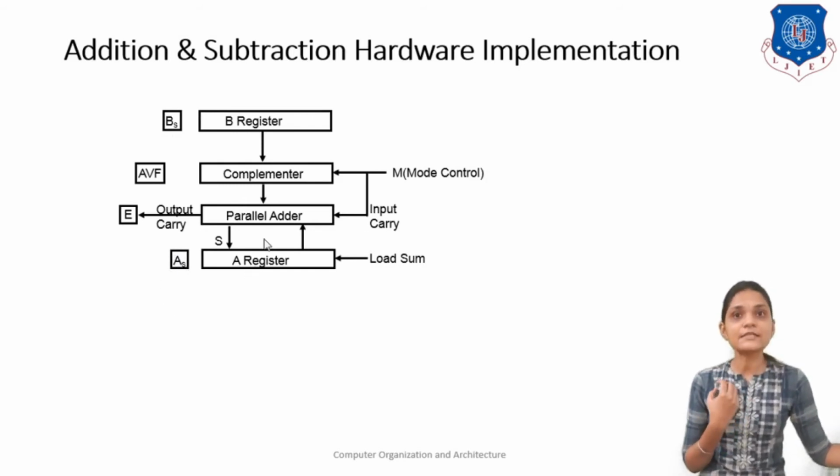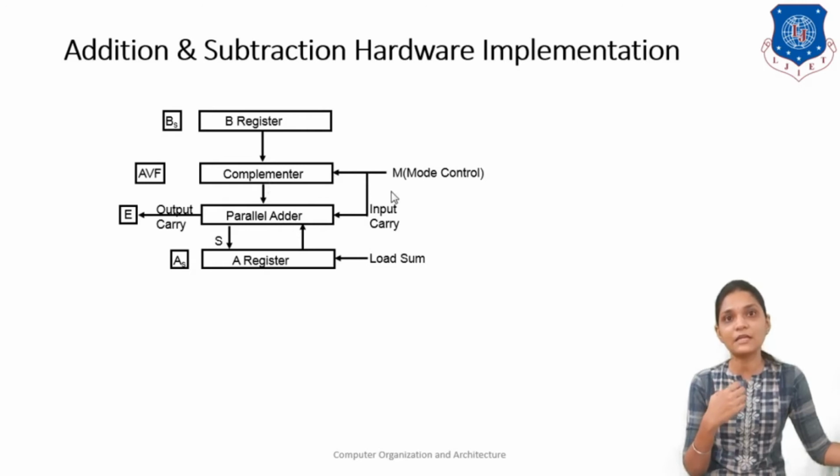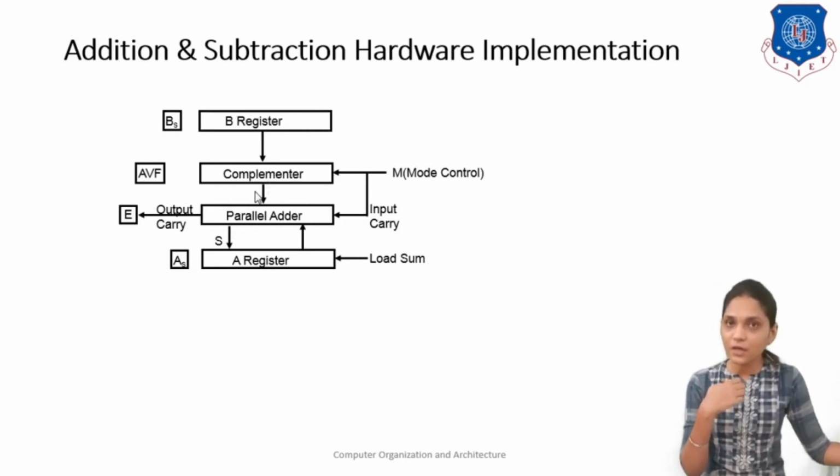Okay, after this A and B register, you have some parallel adder, and if you have a subtraction operation, then you have to use this mode bit. For the subtraction operation, we will use the 2's complement method, and for this we have to do this complement operation. Okay, so for this B register, we have used this complementer with the mode selection. If it is subtraction, then you will do the complement operation, and input carry will be 1 for this parallel addition. And if it is an addition operation, then you will use directly that number.